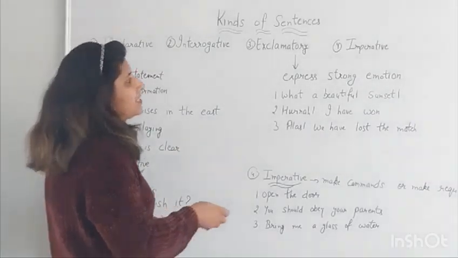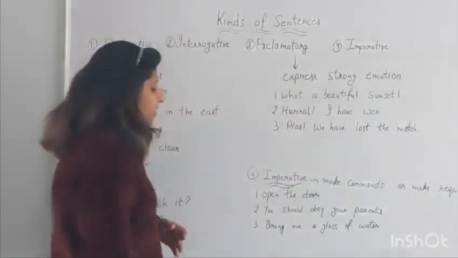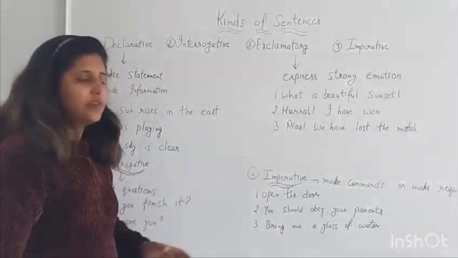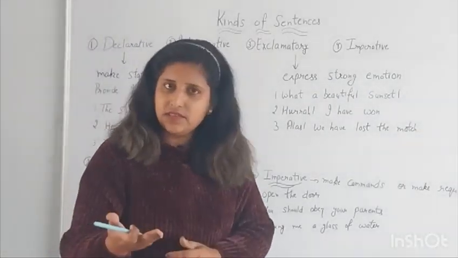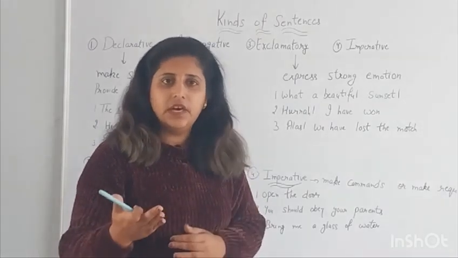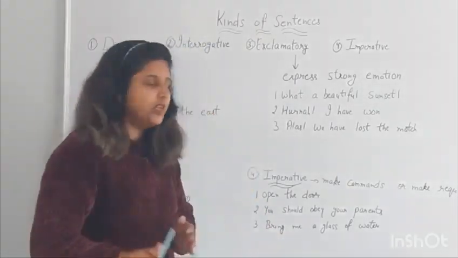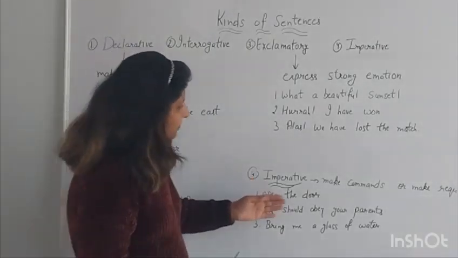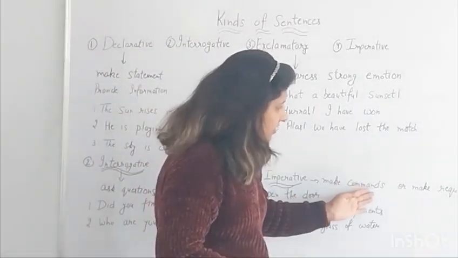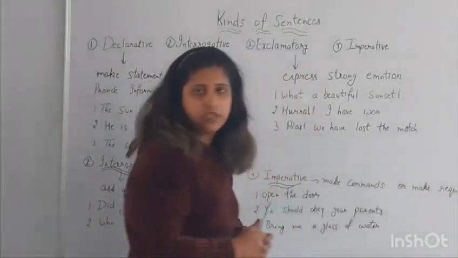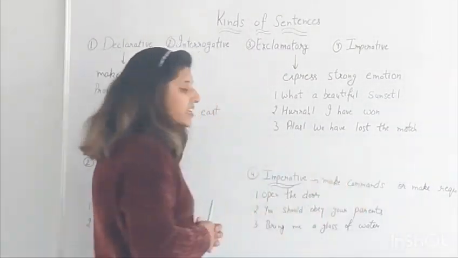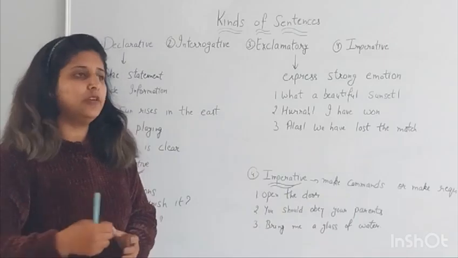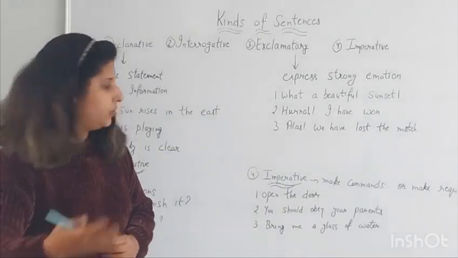Now moving to the last kind, that is imperative. Now imperative sentences are very simple. In it a person is requesting, a person is giving an order, a person is giving a suggestion, like I have written here. In it we make commands or we make requests. Now the examples are, in making a command we can give a command to someone, open the door, open the window.